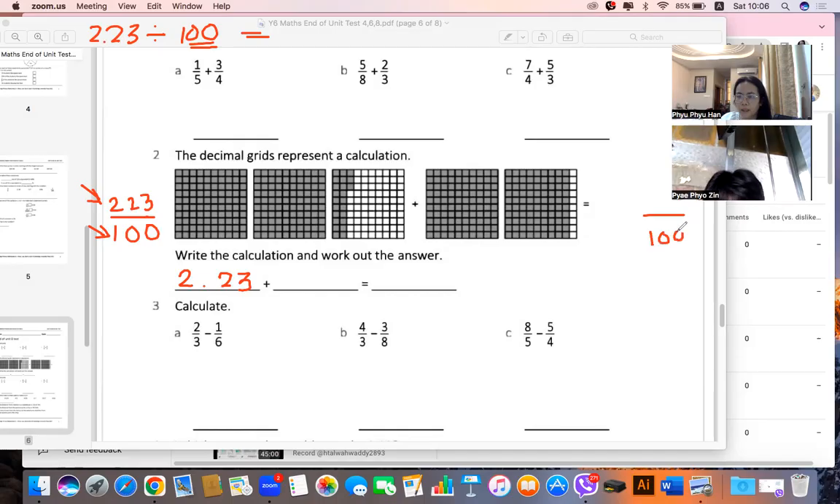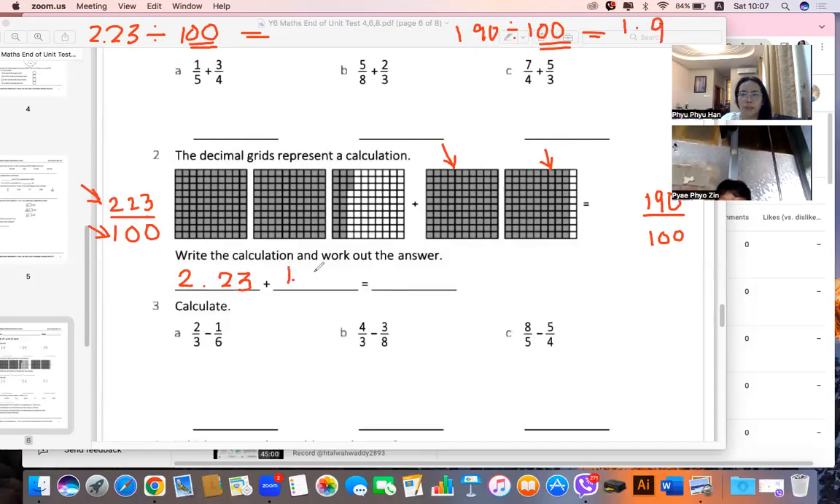For this one, you can see it is 100, because this is a 100 square, so I write 100. Now you tell me your numerator. Here one 100 square is fully shaded, and this one has 90 shaded. So 100 plus 90 is 190. Now divide 190 by 100. What do we get? 1.90. Correct.